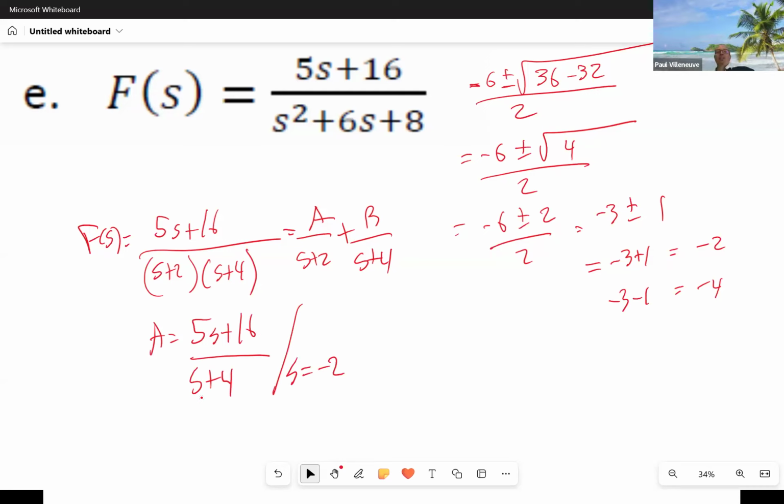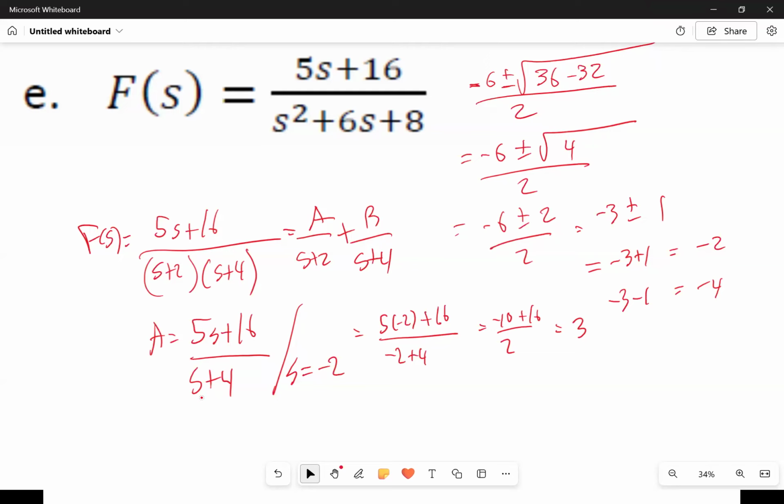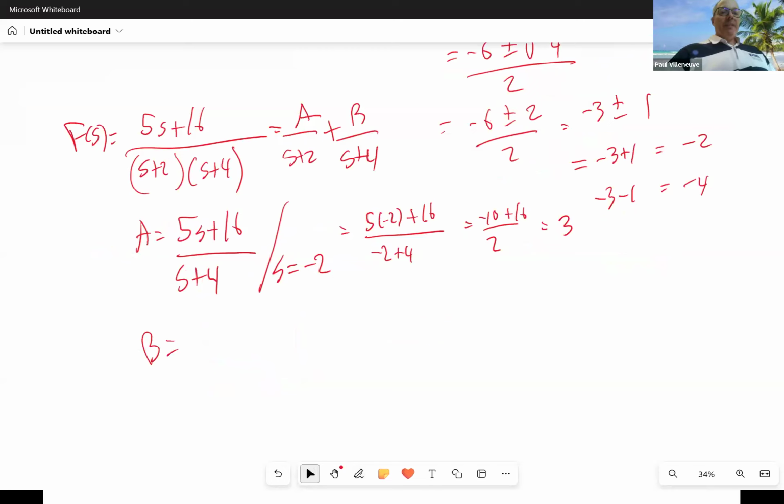I didn't show the multiplication by both sides by s plus 2, and then the canceling it out. I went right to the final approach. And that becomes 5 times -2 plus 16 all over -2 plus 4, -10 plus 16 all over 2, which is going to be equal to 3, correct? Anybody get 3 for A? Well, I just got them swapped, I think. Okay, that's fine.